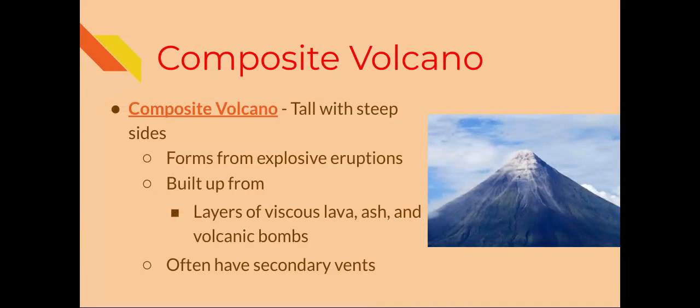Next one is composite volcano. They're tall with steep sides, and this forms from explosive eruptions. And composite volcanoes are actually built up from layers of lava, ash, and volcanic bombs, and they will often have secondary vents found on the side of them.